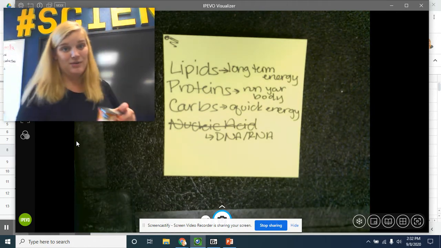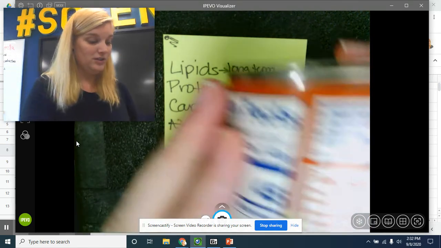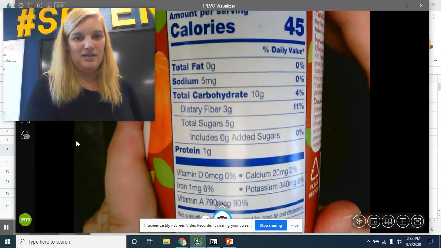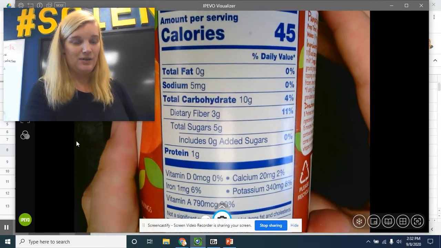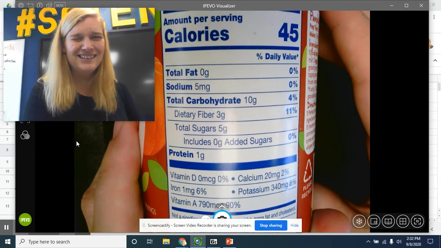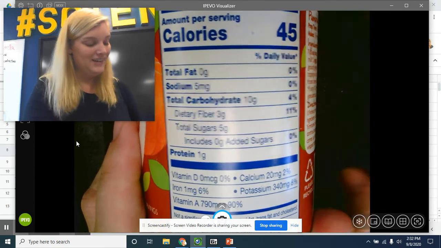Another really interesting one this time of year: pumpkin. This is pure pumpkin. Literally, its only ingredient is pumpkin. Look at that. And pumpkin is technically a fruit, vegetable. It's a gourd, it's a vegetable. Fruit, vegetable. Anyway, it's been a long day.